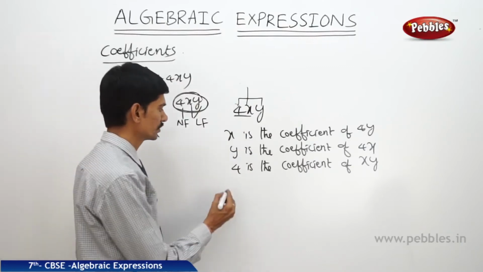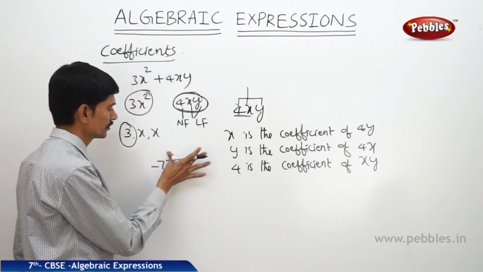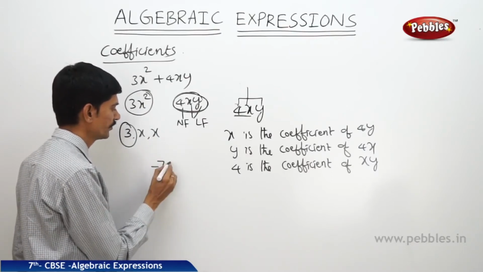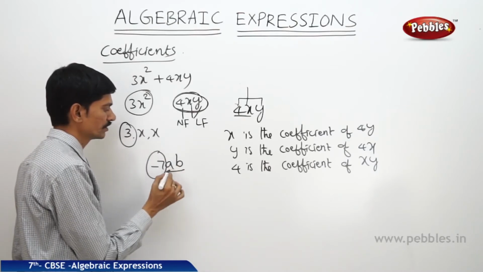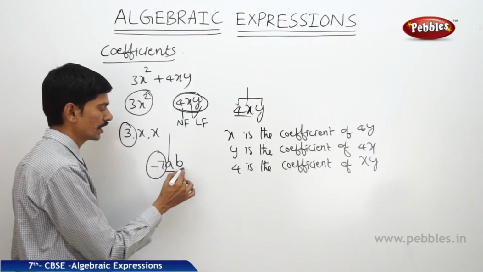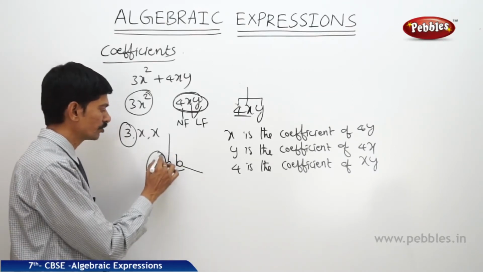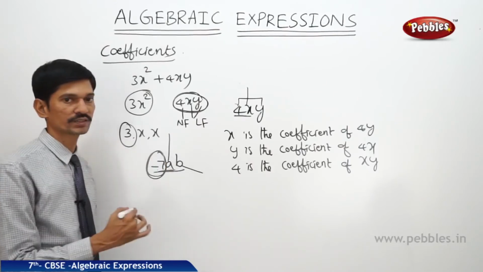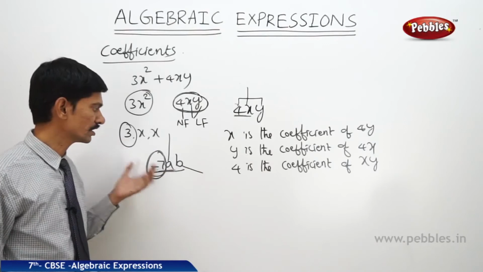So if we consider minus 7AB, here minus 7 is the coefficient of AB, and A is the coefficient of minus 7 into B, and B is the coefficient of minus 7A, and the numerical coefficient of this term is minus 7, or simply the coefficient of the term is minus 7.